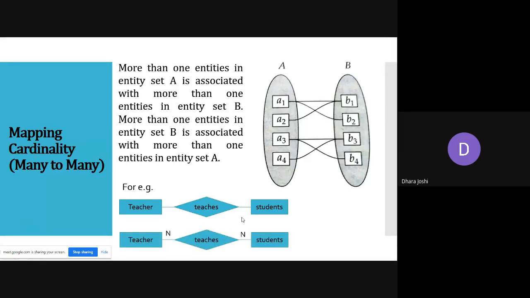And many to many relationships can be represented like this. Either you write n to n, or the second symbol for representing many is just connecting the lines.